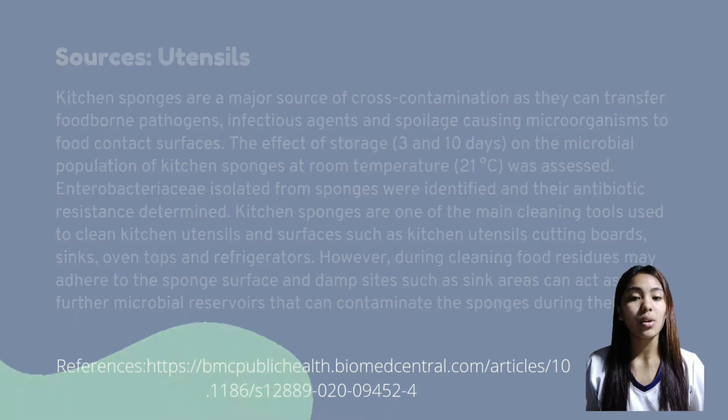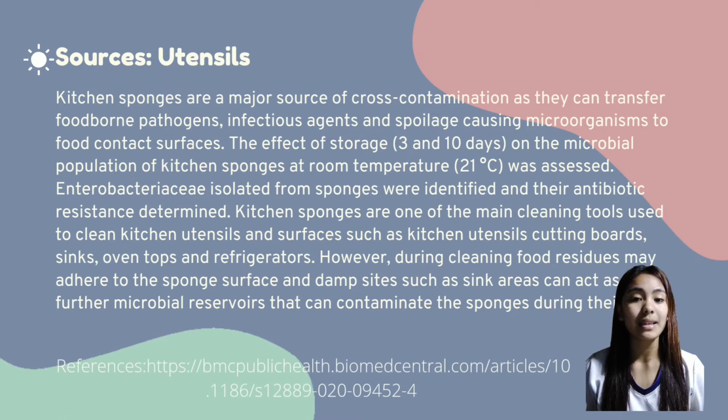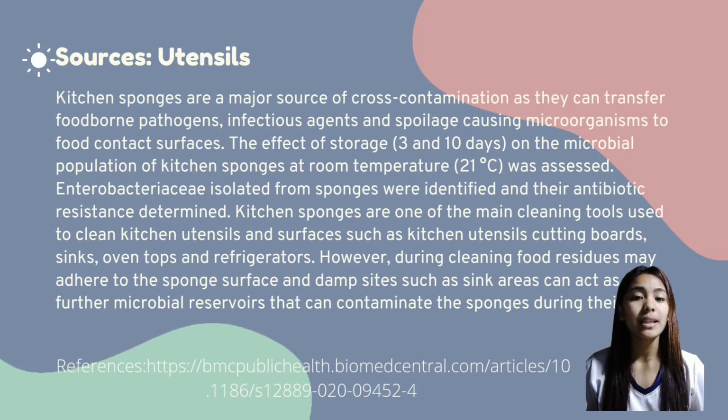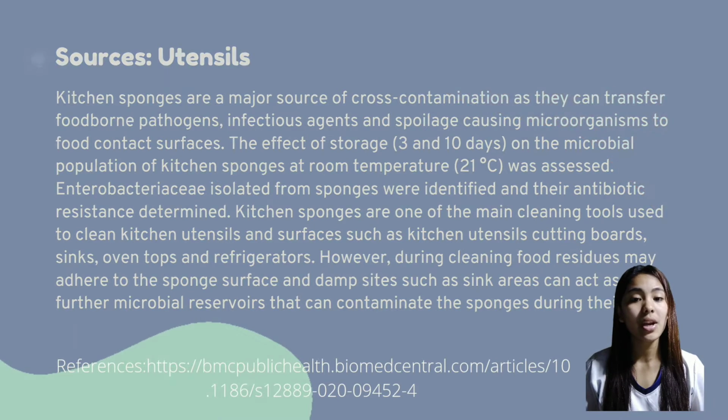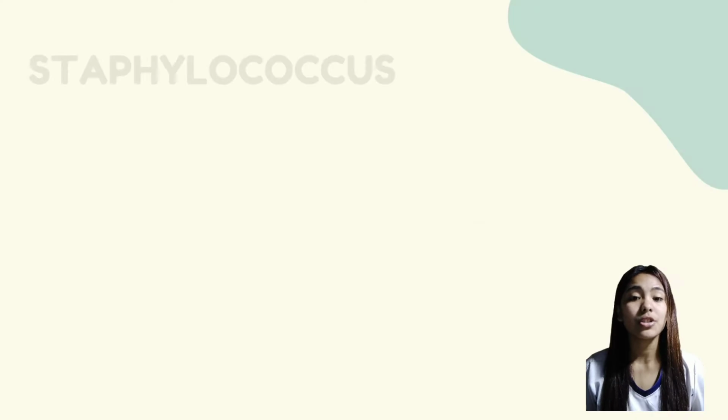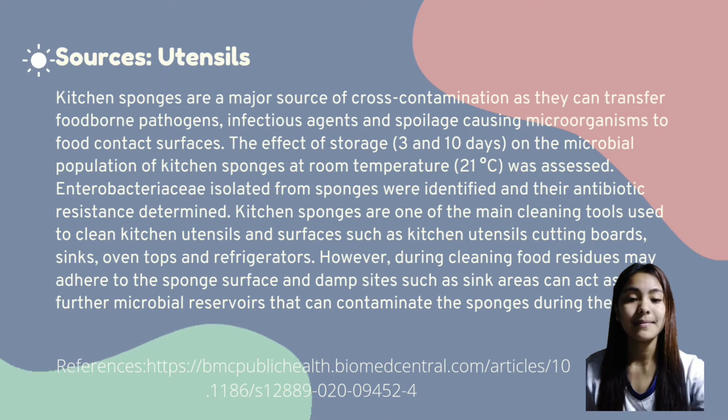Kitchen sponges are one of the main cleaning tools used to clean kitchen utensils and surfaces such as cutting boards, sinks, oven tops, and refrigerators. However, during cleaning, food residues may adhere to the sponge surface, and damp sites such as sink areas can act as a further microbial reservoir that can contaminate the sponges during their use.